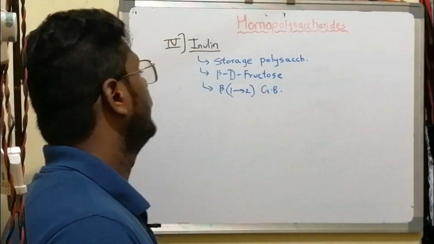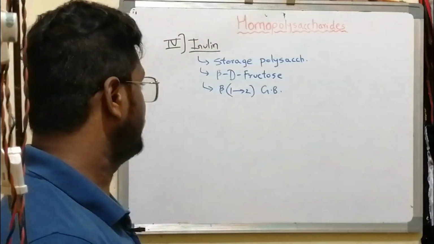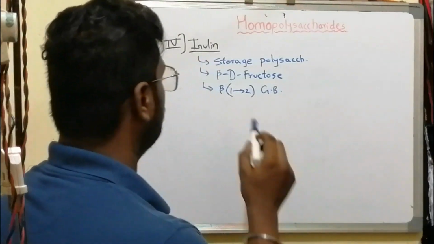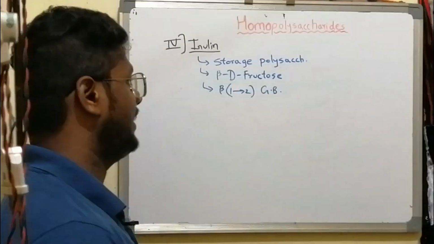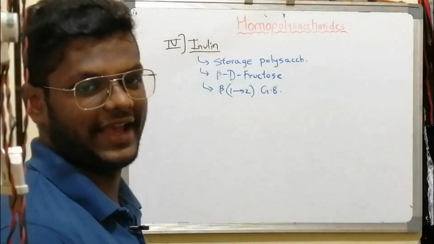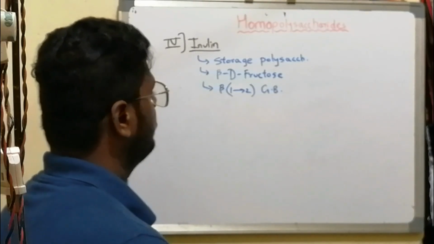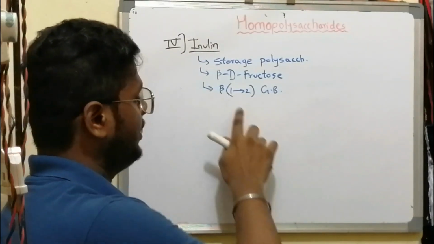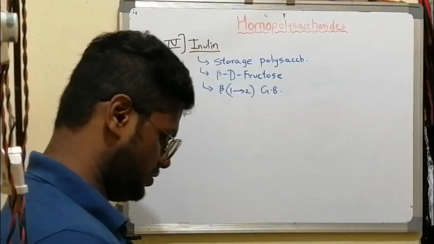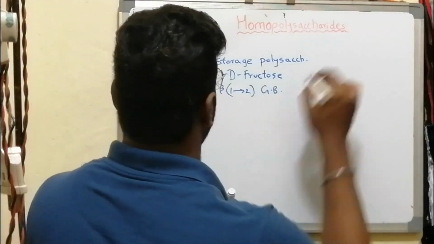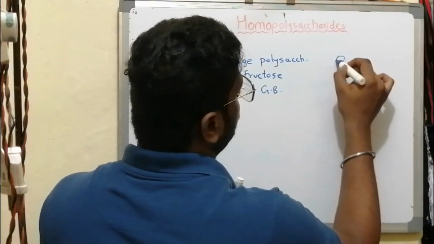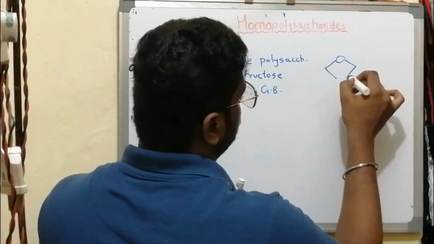Now, inulin is our fourth kind of homopolysaccharide, and it is also a storage polysaccharide just like starch. But the difference is here the monomer is beta D fructose, unlike the starch in which we have glucose as our monomeric unit. And the glycosidic linkages are also different. Here we have 1-2 glycosidic bonds. So if we draw the structure of inulin, we will be drawing fructose here.